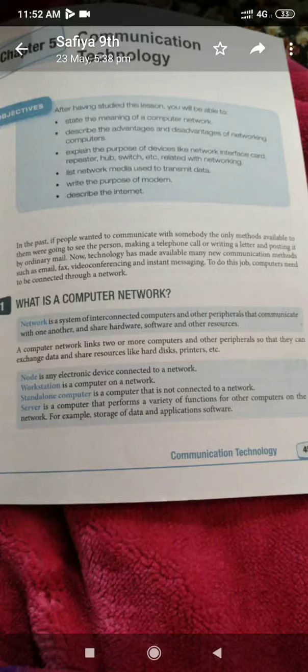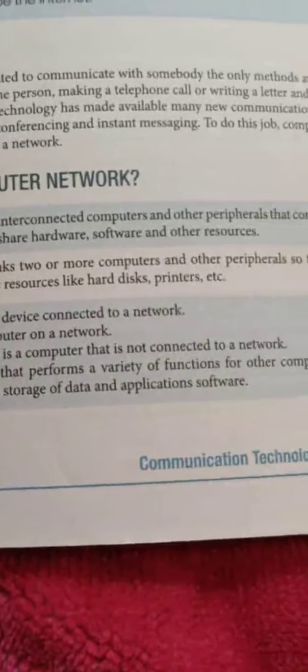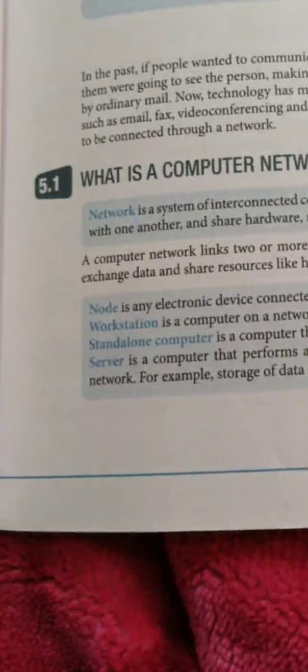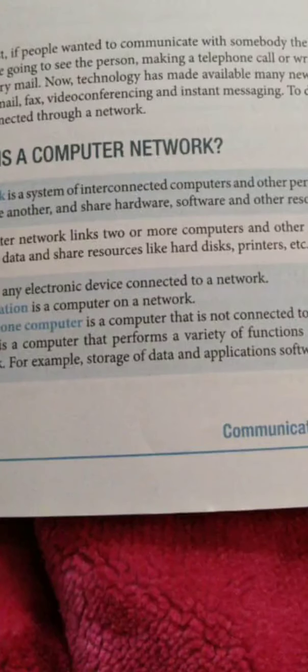Before coming to communication technologies, first I will explain what is a computer network. The definition of computer network is that a network is a system of interconnected computers and other peripherals that communicate with one another. That means when two or more computers are connected together with some extra devices, the peripheral devices, they are able to share the hardware and software among them. They form a network.